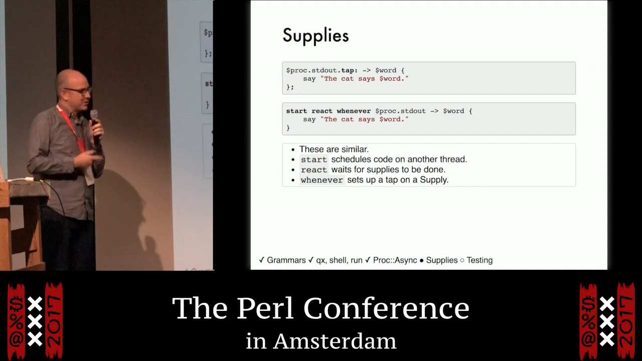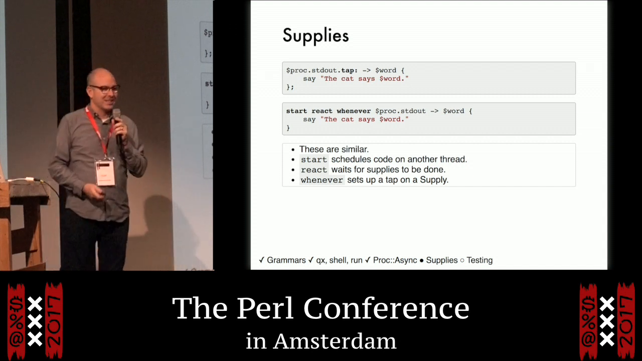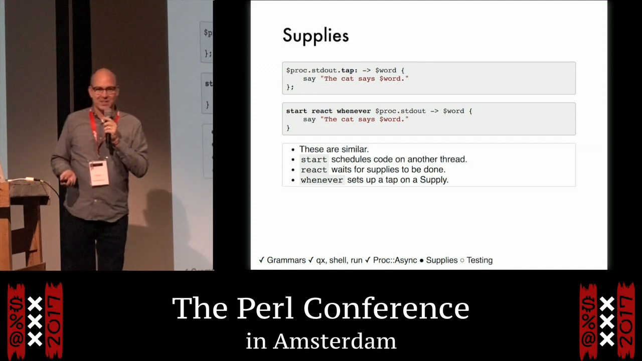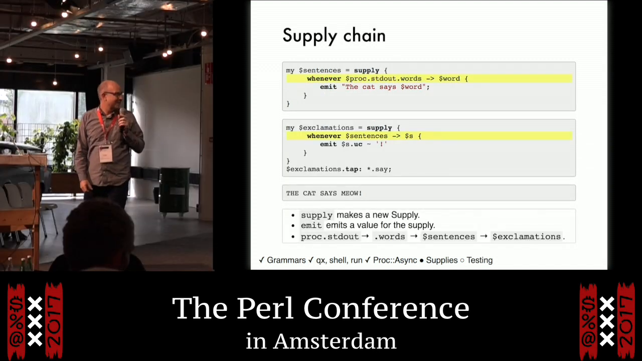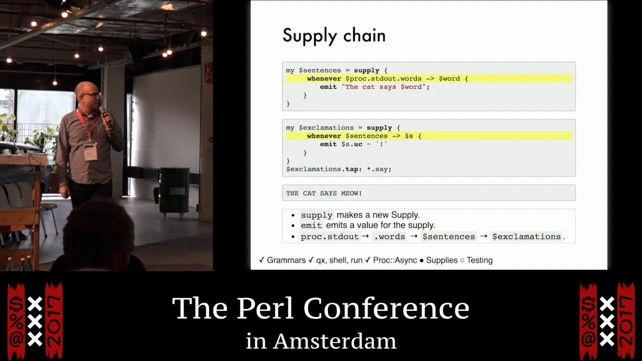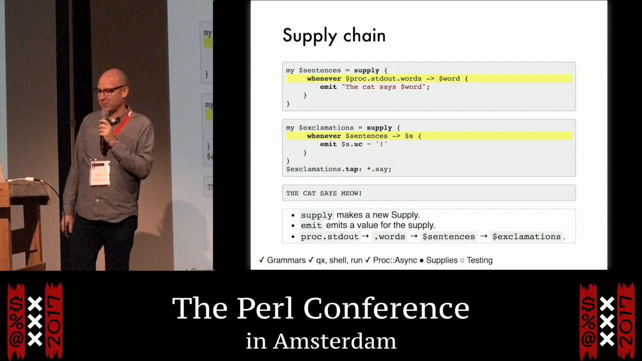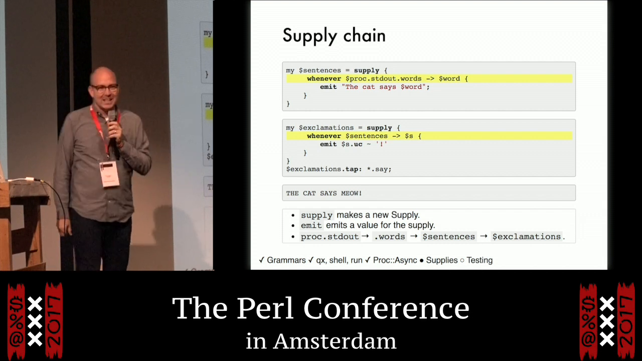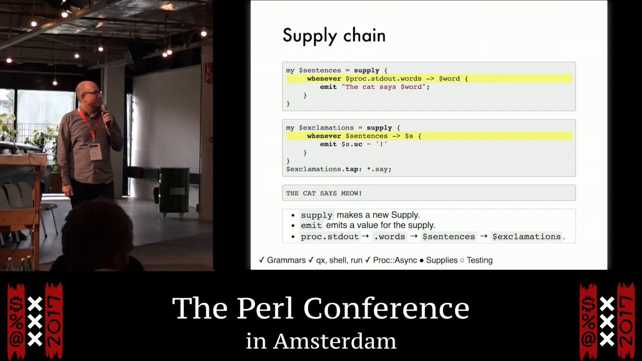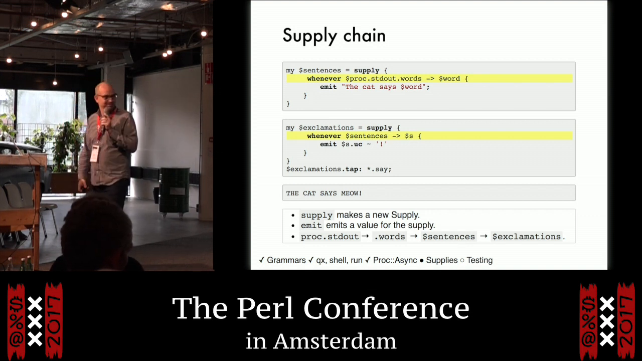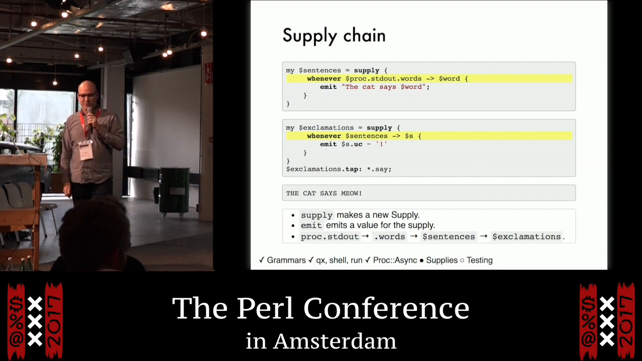The reason this construction is so cool is because you can then chain supplies together. So let's say we make a supply. There's also a keyword supply, which allows you to make a supply. And the supply emits words whenever they come from standard out. You can then take that supply and wrap it in another supply that uppercases it. And putting them together, you get the uppercase version, THE CAT SAYS MEOW.